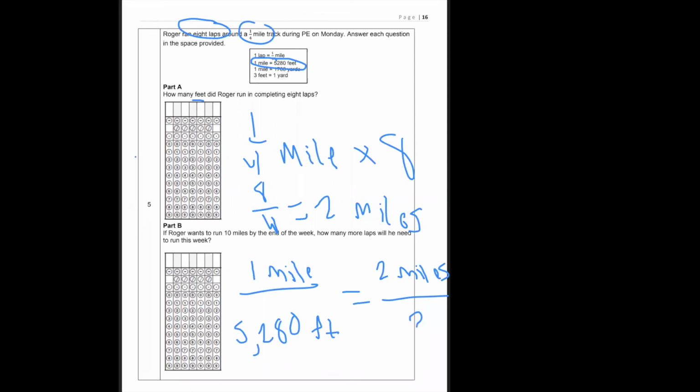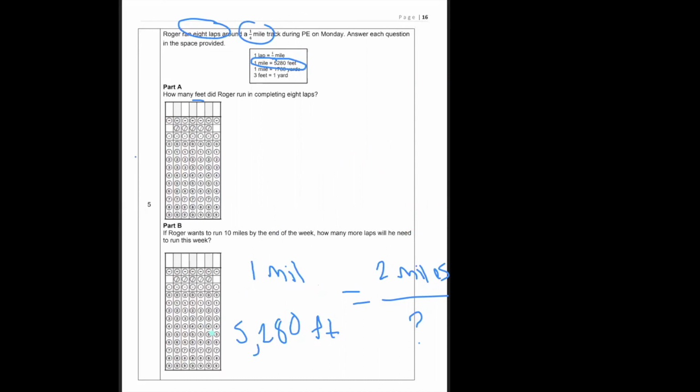So can anyone, sorry about that, can anyone tell me the answer to this? Okay, so you have to multiply. Since he did 2 miles, you have to multiply 5,280 feet times 2, and it'll give you 10,560 feet. Yes, so that's good.